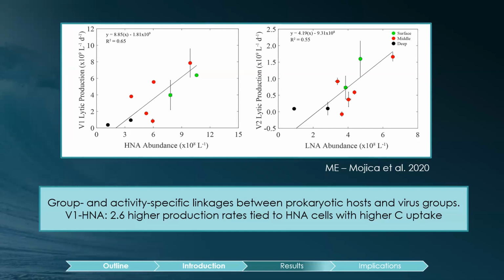What's more is that depending on who dominates the system, it has implications for how carbon is moving through my ecosystem, because the V1 HNA group has 2 times higher production rate compared to your V2 populations. And again, HNAs are the most productive hosts.